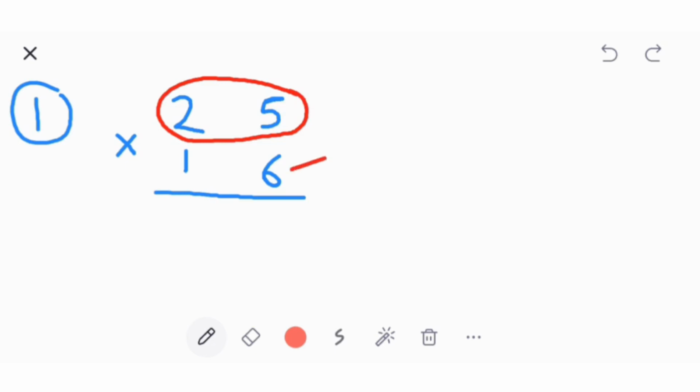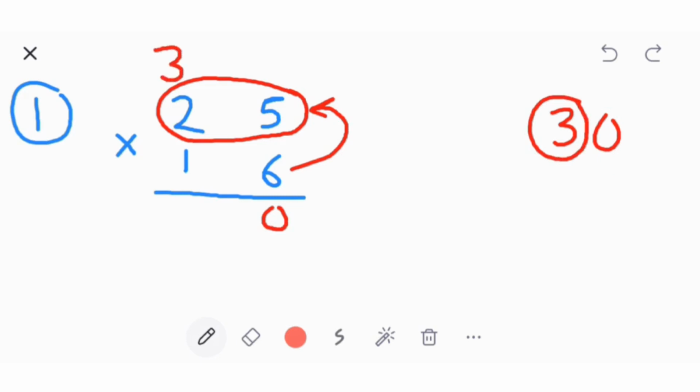6 will visit 5 first. You do 6 times 5, which is 30. But you can't write the full 30 here. Why? Because 6 has not visited all his friends. So what do you write down? You write down the 0, and then this 3, you put it on top of the second friend. That is why I put 3 on top of 2.